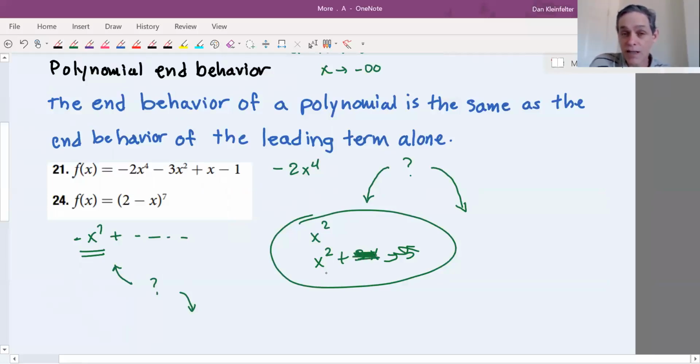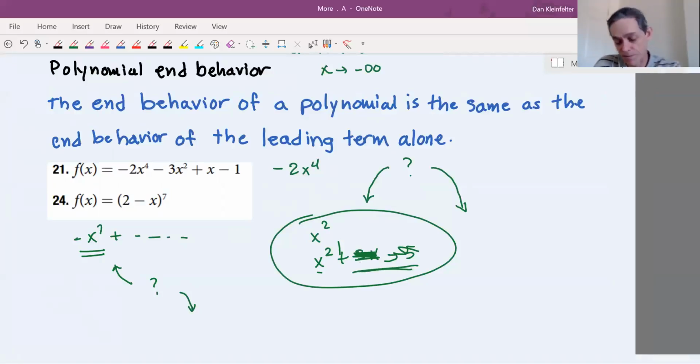So the point is, when x is really, really large, that leading term dominates over the other terms to the point where they're going to be relatively insignificant. Okay, I'm going to show you a couple of graphs that will also illustrate how that works.